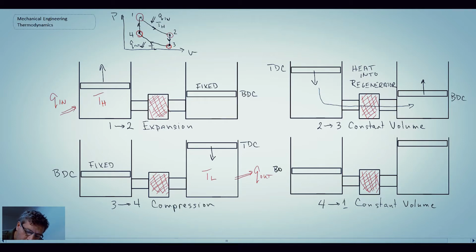So the hot was near bottom dead center and it's starting to move up. The cold was near top dead center and it's moving down. And they're moving again in unison for this constant volume process. And so what's happening is the working fluid is now coming this way through the regenerator. And we can then write thermal energy out of regenerator.